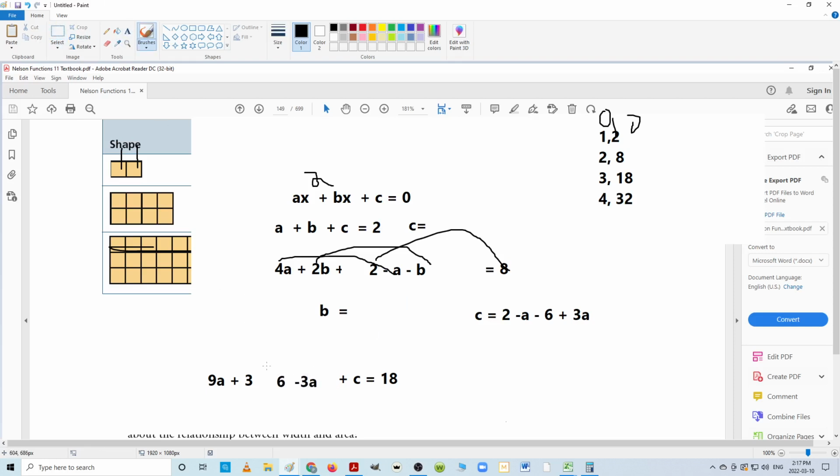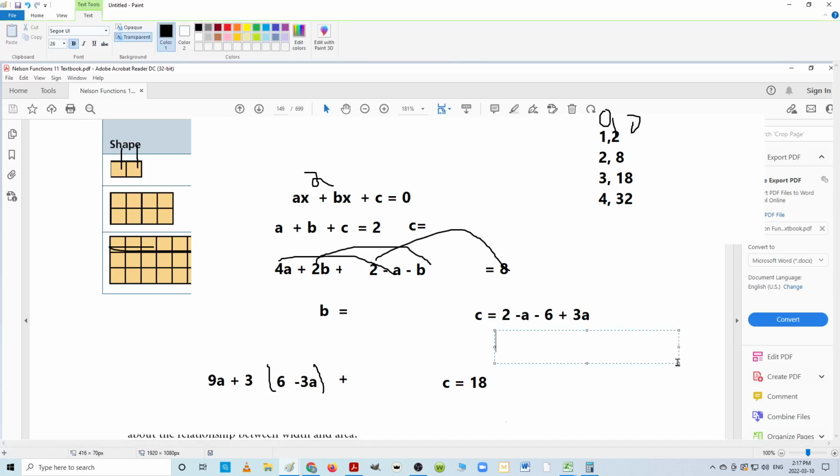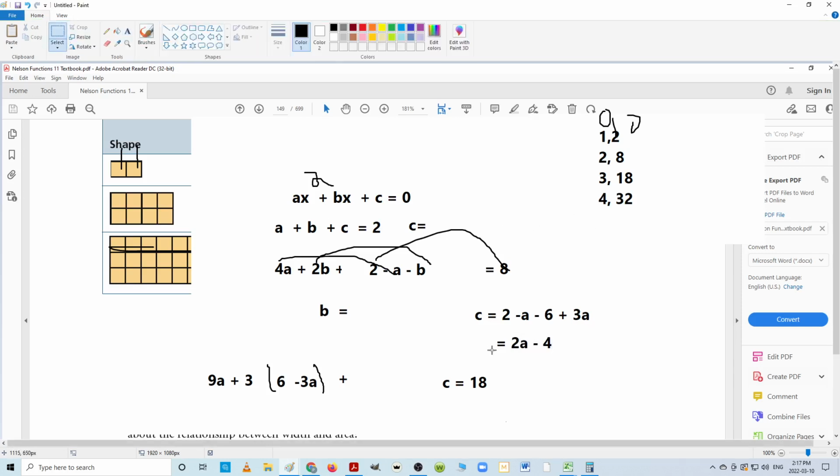And it's got to be brackets because that 3 is going to multiply it. And that c that I see right there, I can replace it with this. Oh, by the way, I can resolve this a bit. 2 minus 6 and the 3 a's, this is a little bit easier written as this, like that. So that means I can replace c with that. This is an incredibly useful skill you should learn. And also that it's all equal to 18.